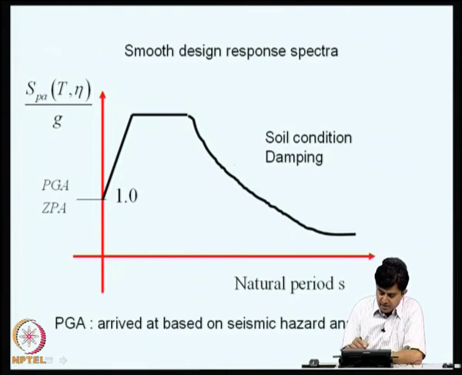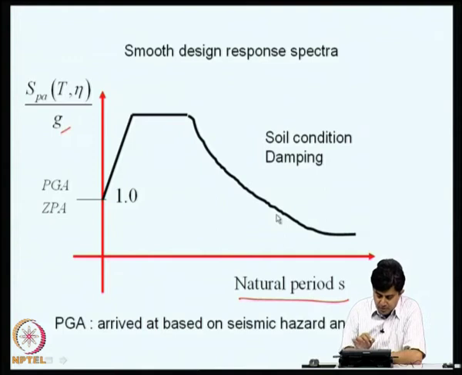A typical one is shown here. On the x axis we have natural period, and on the y axis it is the pseudo acceleration normalized with respect to acceleration due to gravity. That would mean the response spectrum will be anchored at peak ground acceleration, and it is anchored at a value of 1 in the codes of practice. The PGA will not be specified in this curve, but it will be separately specified. I will make some remark on that, and for different soil conditions and damping there will be different curves.